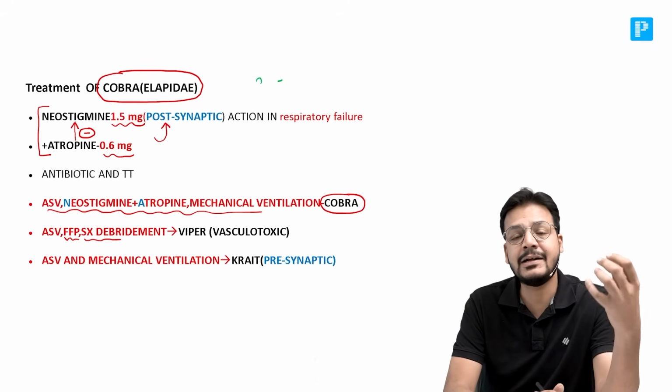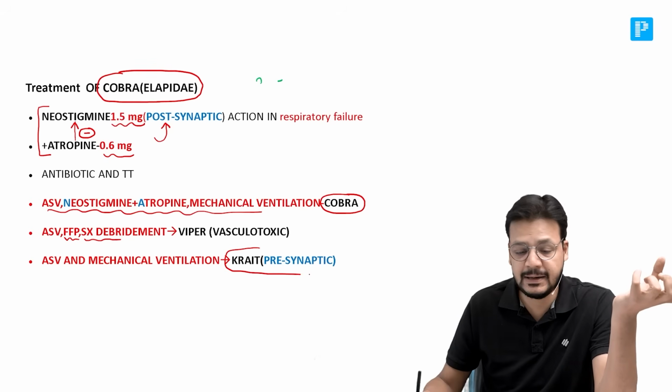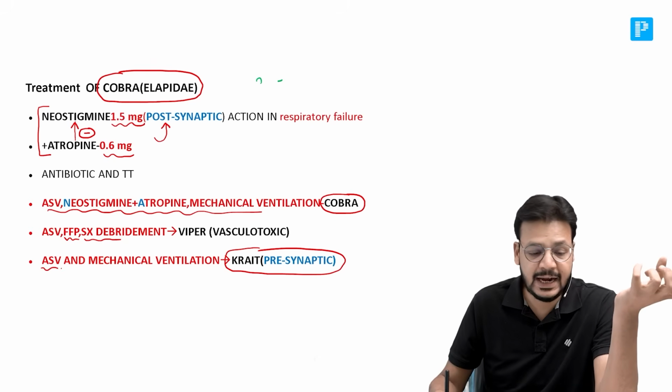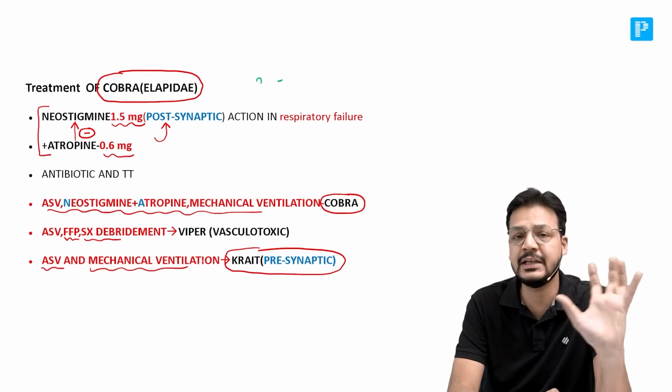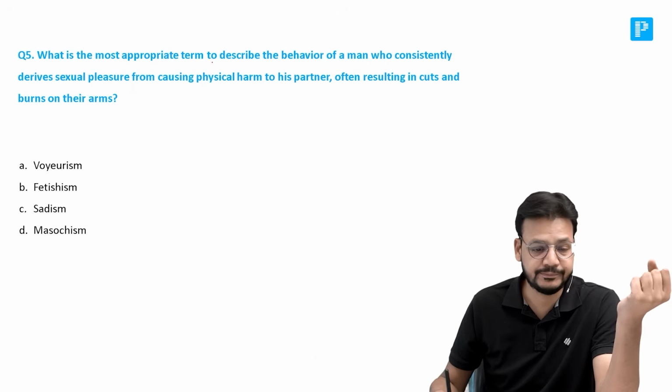But krait bite doesn't act on the postsynaptic cleft. Krait acts on the presynaptic cleft. That's why we don't give neostigmine and atropine. Here only anti-snake venom and mechanical ventilation. So this is a very important question generally asked about snake poisoning.